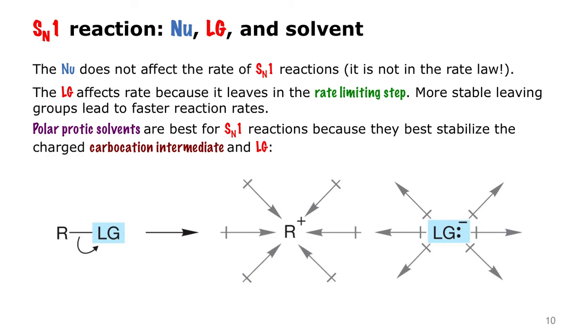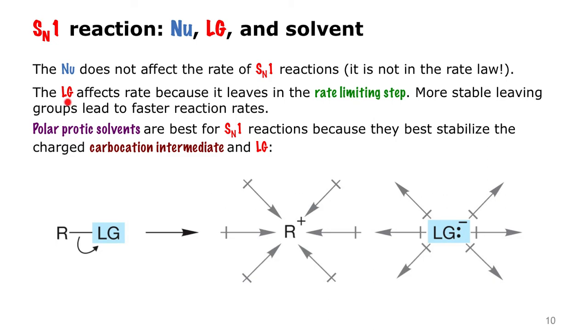A few other aspects of the SN1 reaction that are important are the nucleophile, the nature of the leaving group, and the solvent in which the reaction occurs. So first off, the nature of the nucleophile actually doesn't affect the rate of an SN1 reaction. Think about it. It's not in the rate law. It participates in a much faster step. So in general, we find that rates of SN1 reactions are entirely dependent on the substrate that you use, not what nucleophile you're reacting with.